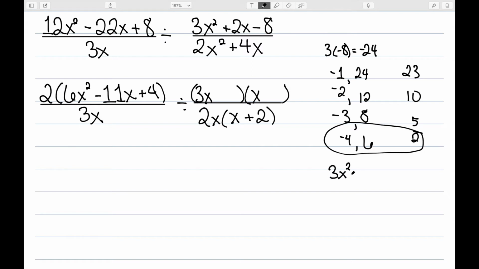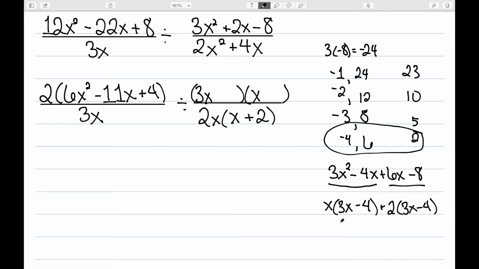We rewrite this as 3x squared minus 4x plus 6x minus 8. These two terms have an x in common. I'm left with 3x minus 4. These two have a 2 in common, and once again I'm left with 3x minus 4. And now we have the 3x minus 4 in common, and I'm left with x plus 2. So now I have my full factored form here.